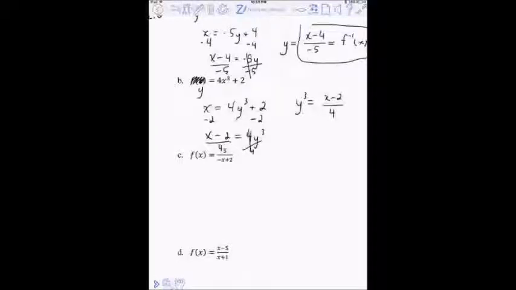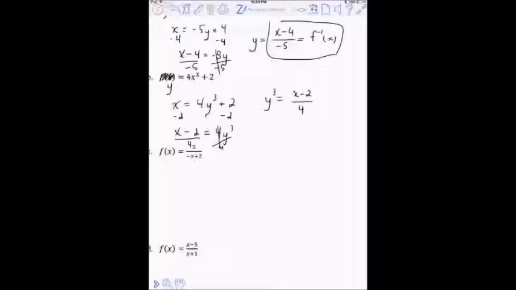Last step here is going to be to take a cube root on both sides. So y equals cube root of x minus 2 over 4. Again, that's the inverse.